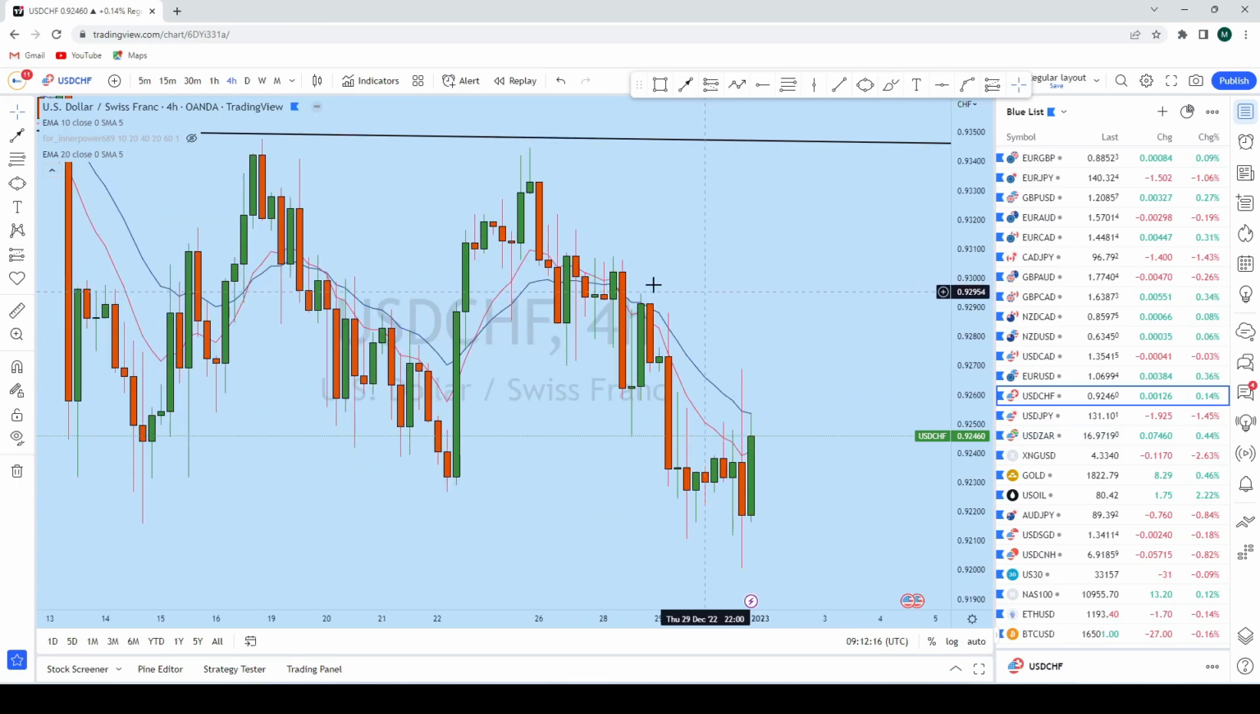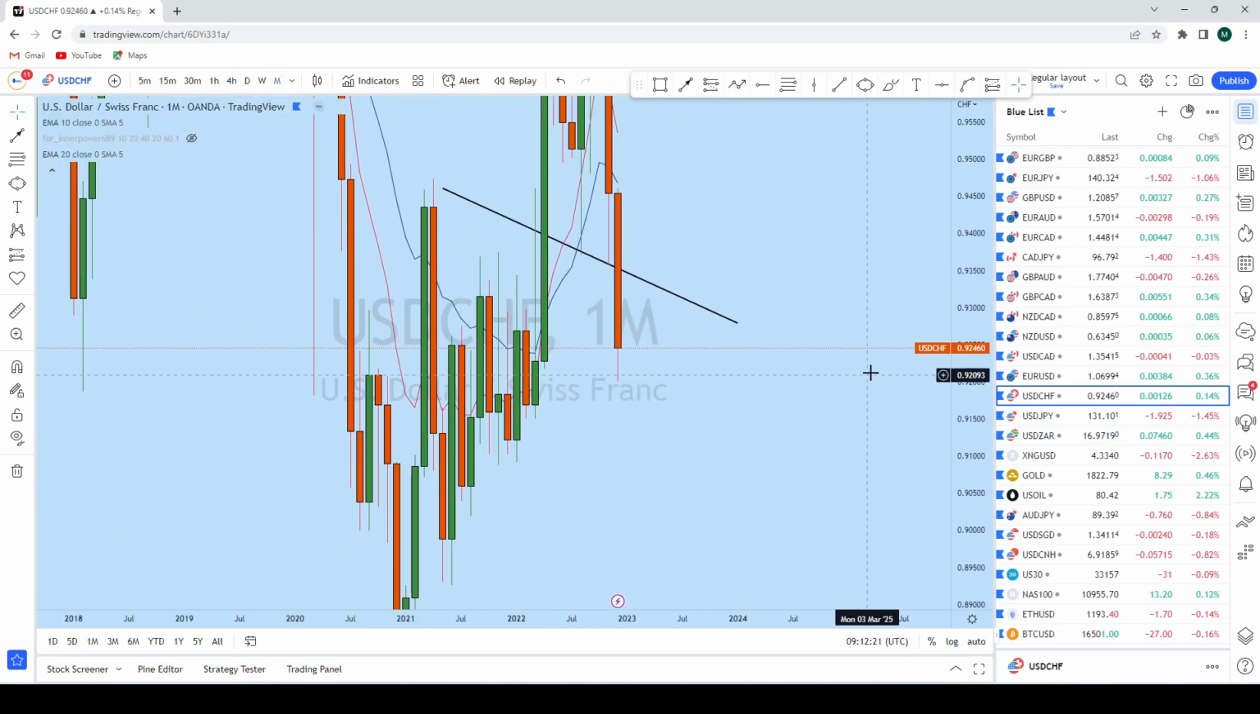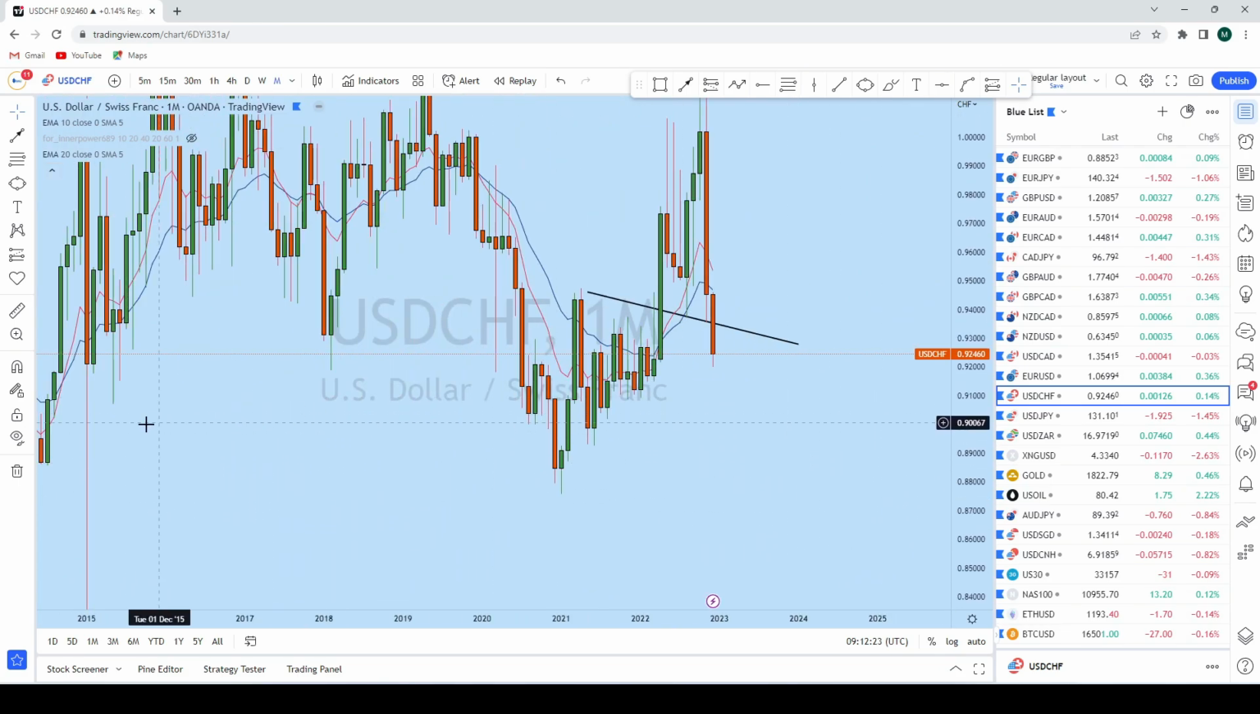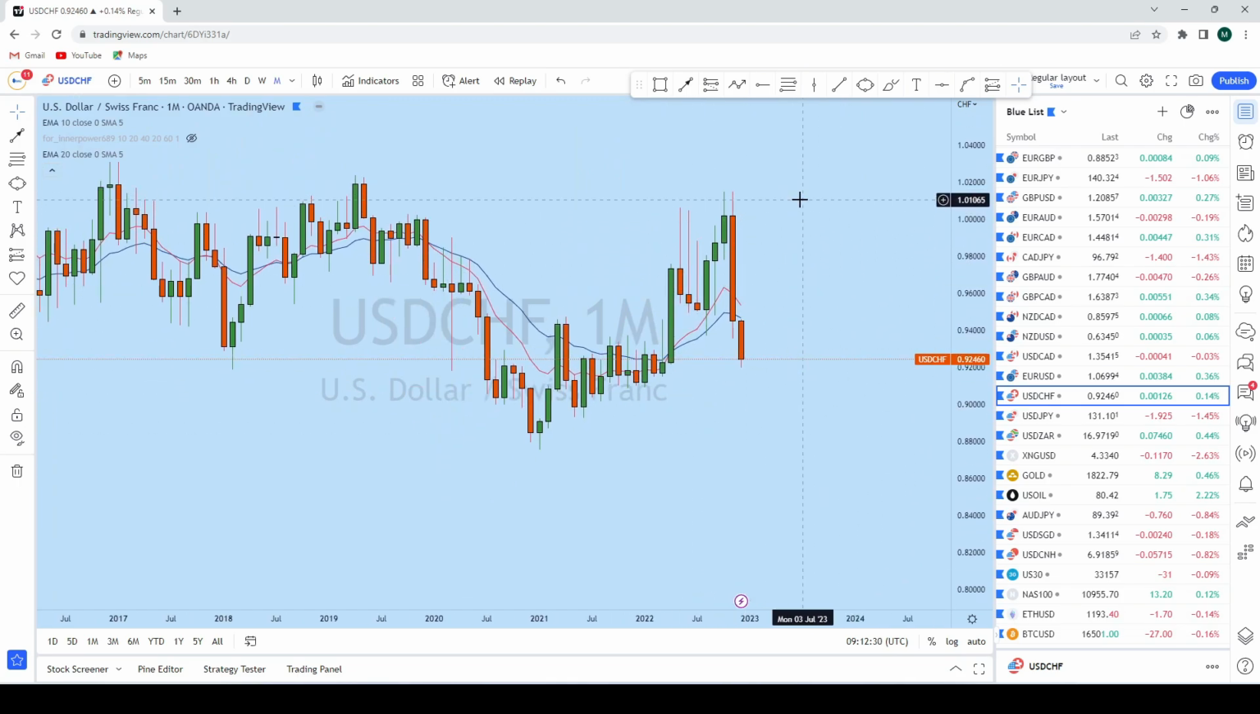Let's look at dollar Swiss franc. Let's see what kind of price action we have on USD CHF. Now USD CHF, what we see is back to back 2 months of very strong bearish price action. After this monthly giant bearish engulfer, this current month we also see a red candle which is almost full body.